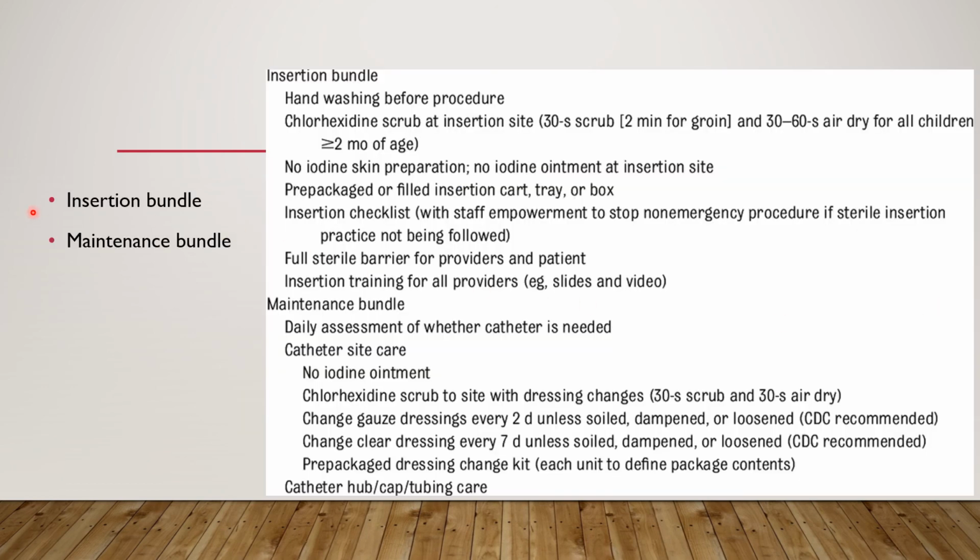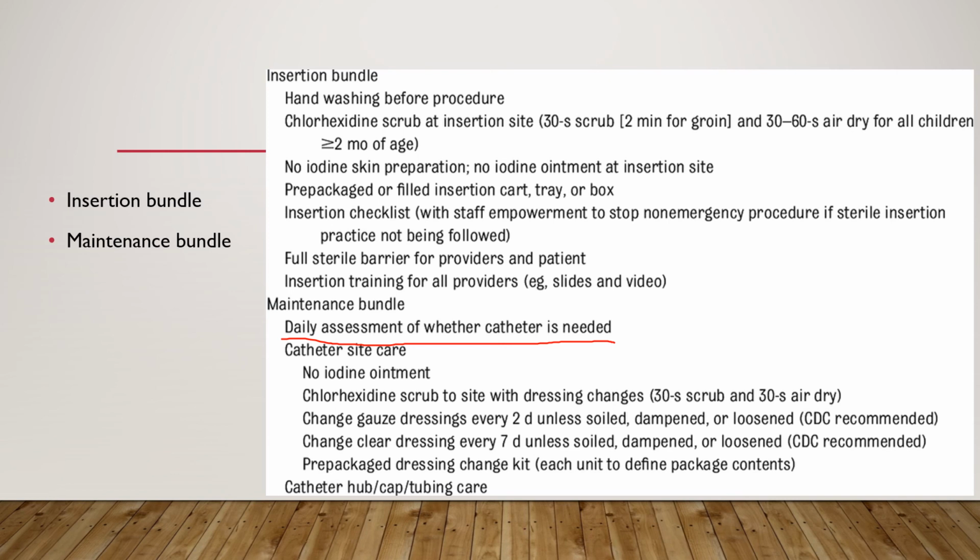To prevent it, basically we need two things. While inserting, we need some precautions. These are the insertion bundles: full hand washing before the procedure, chlorhexidine scrub, maximum sterile barrier precautions, insertion training. And while maintaining the line, when we are using it on a daily basis, a very important thing is daily assessment of line necessity. We should daily assess whether the catheter is needed. Whenever in the morning rounds, when all the consultants are there, we should ask the question whether we can do without the lines. The fewer invasive devices that we have, central lines, endotracheal tube, Foley catheters, the less the risk of infection.